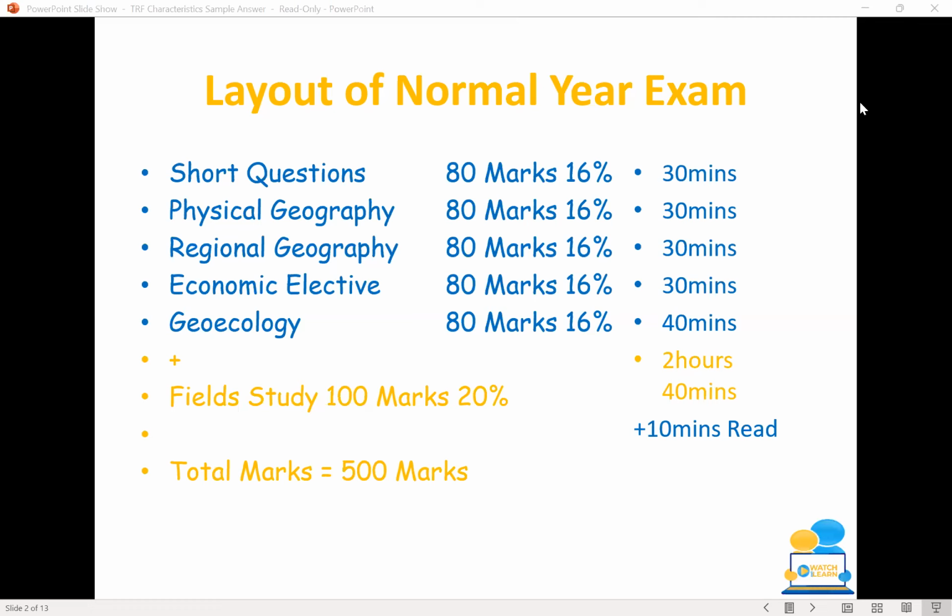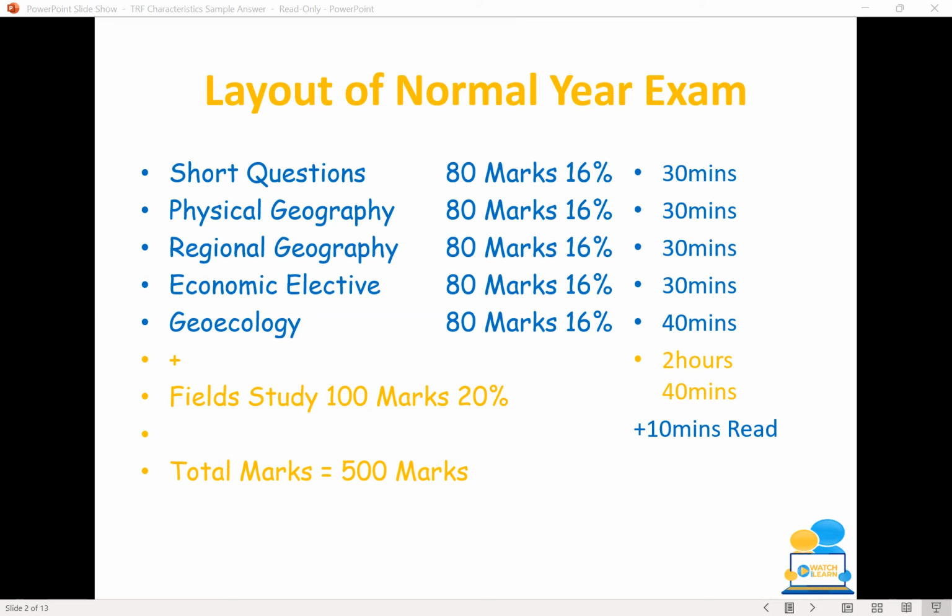Again, it's important to look at the layout of the Leaving Cert Geography exam, so that we have a fair idea in our heads before we go into the paper of what we need to do and the timings that we need to be aware of before undertaking the Leaving Cert exam.